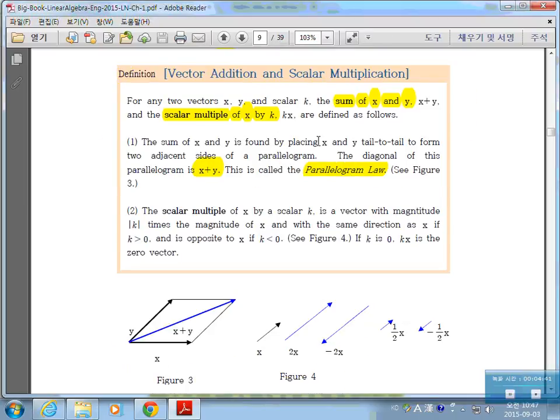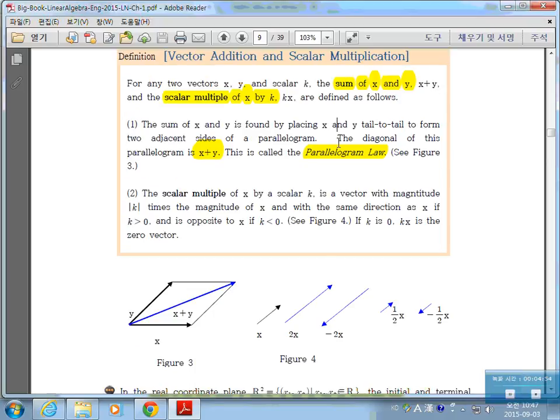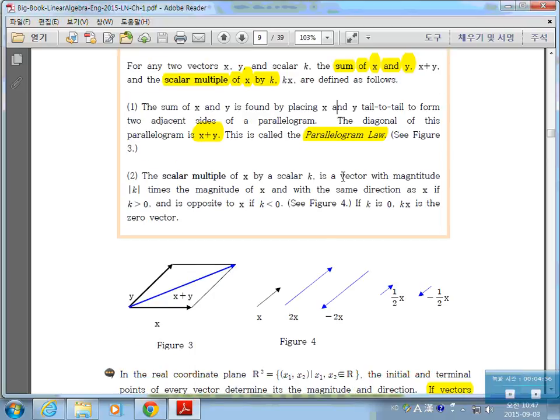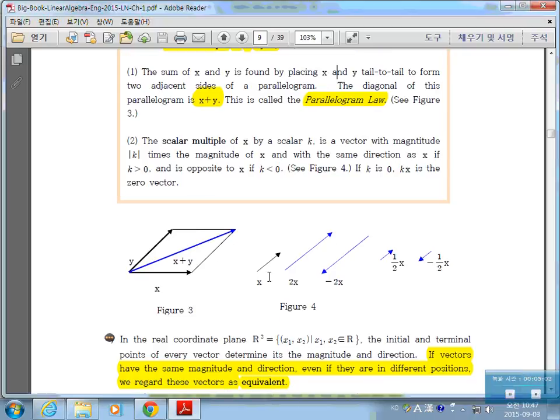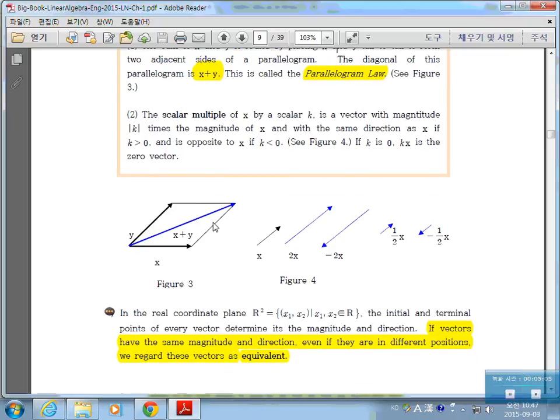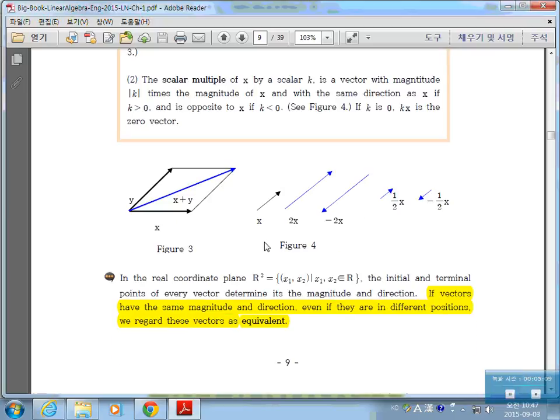Okay. As you know, vector addition and scalar multiplication will be defined, and the parallelogram law is used for vector addition like this. And these are what you have seen in high school days, and we will expand it to n spaces.